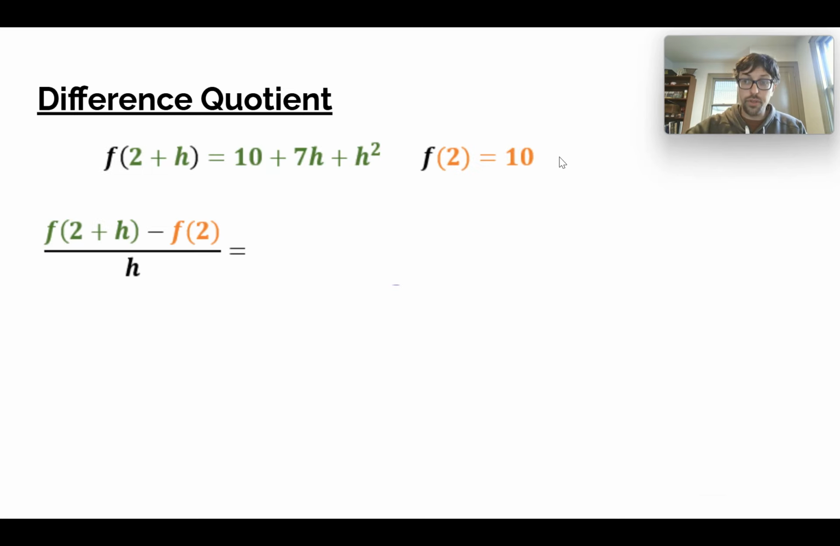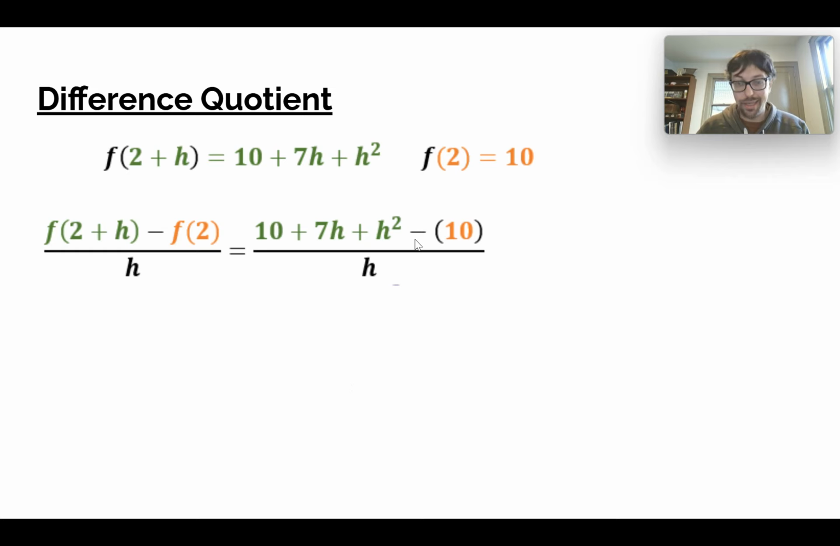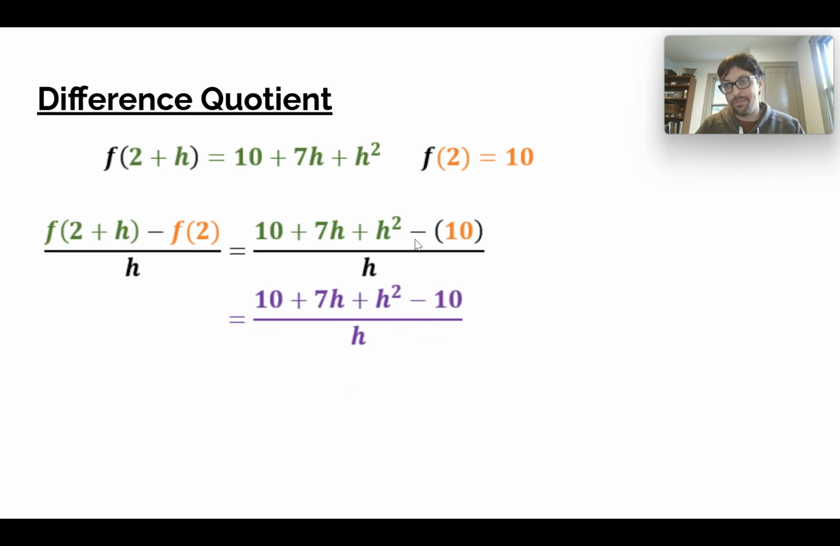Now that we know those two, we can plug them into our difference quotient. There we go. We replace that f of 2 plus h with all of this stuff. And then we subtract f of 2, which is 10. I always just kind of put parentheses there after that subtraction, just in case it matters. In this case, it didn't, because a negative 10 is just negative 10. But then, hey, that 10 minus 10, hey, that's just 0. So bye-bye tens. You can get out of here. So we just have 7h and an h squared.